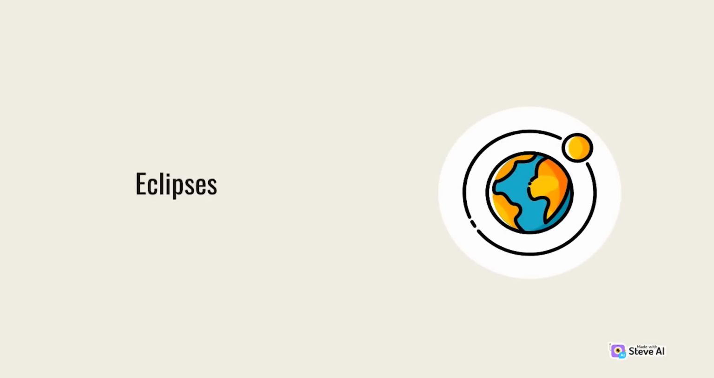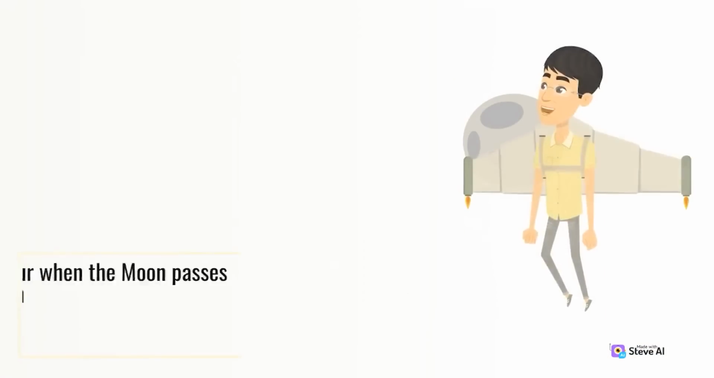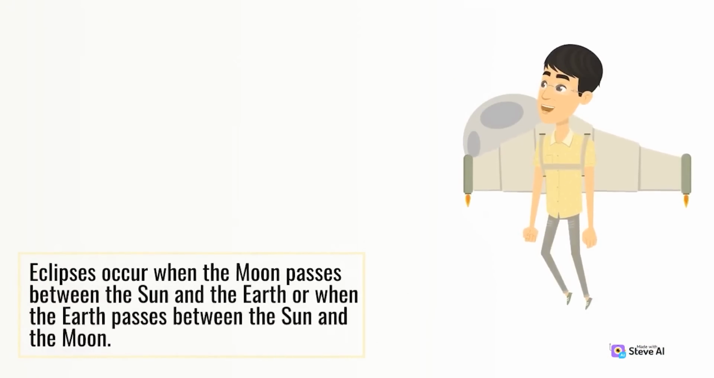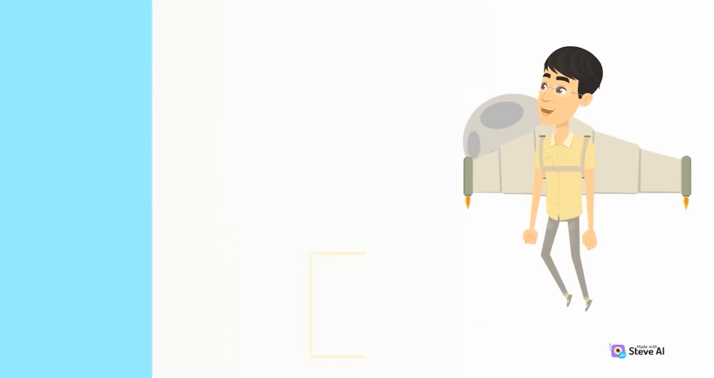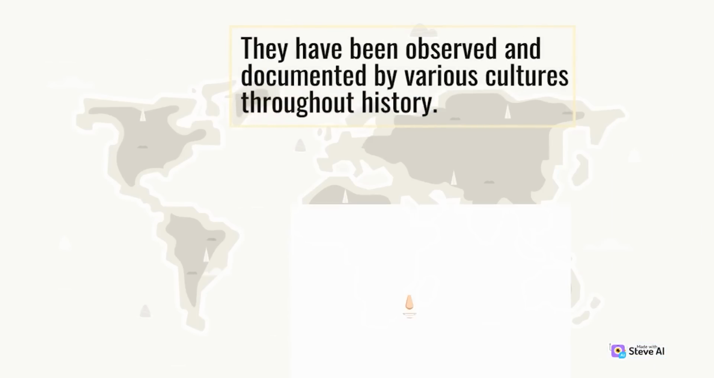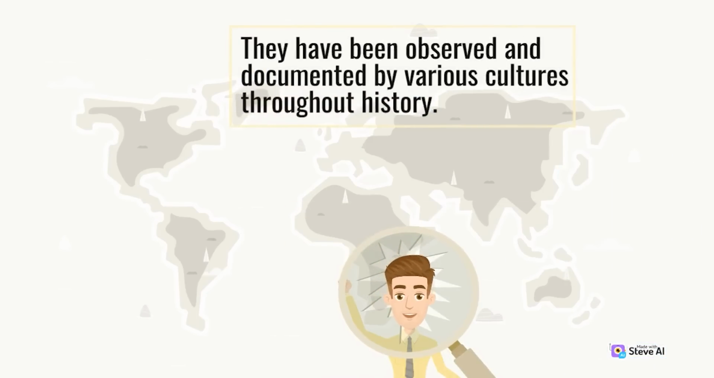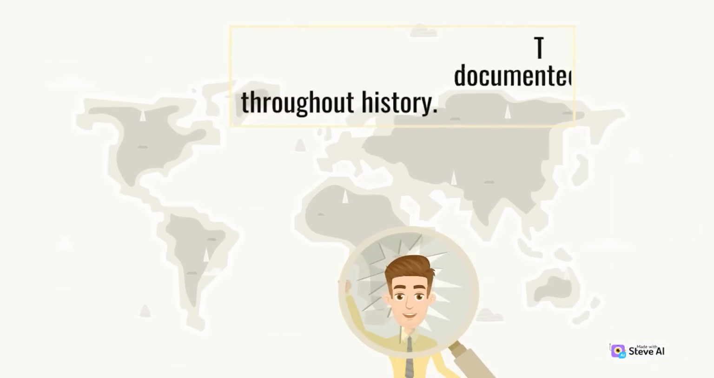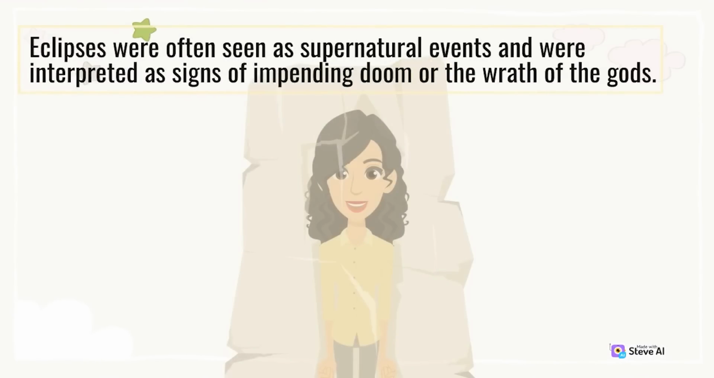Eclipses. Eclipses occur when the Moon passes between the Sun and the Earth, or when the Earth passes between the Sun and the Moon. They have been observed and documented by various cultures throughout history. Eclipses were often seen as supernatural events and were interpreted as signs of impending doom or the wrath of the gods.